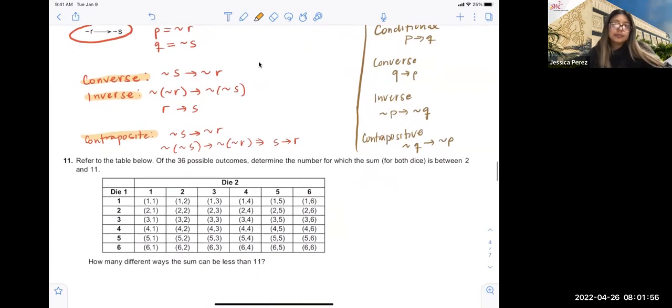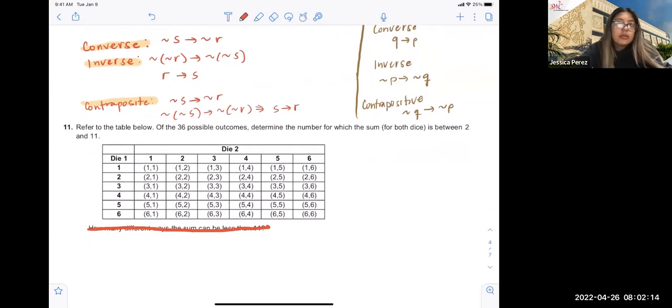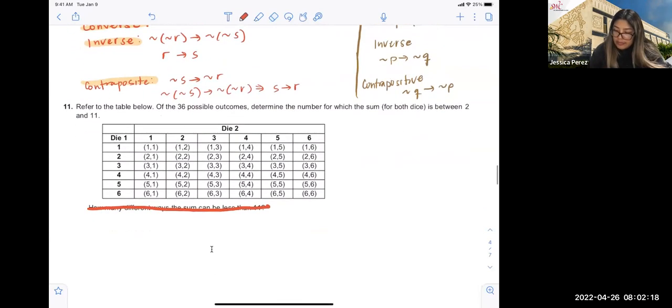All right. Refer to the table below of the 36 possible outcomes. Determine the number of outcomes where the sum is between 2 and 11. So if it's between 2 and 11, we're looking for the number 2 less than or equal to S less than or equal to 11.